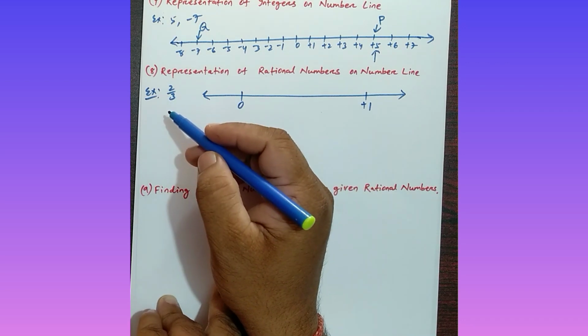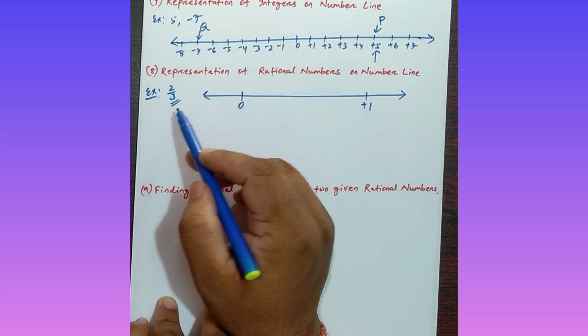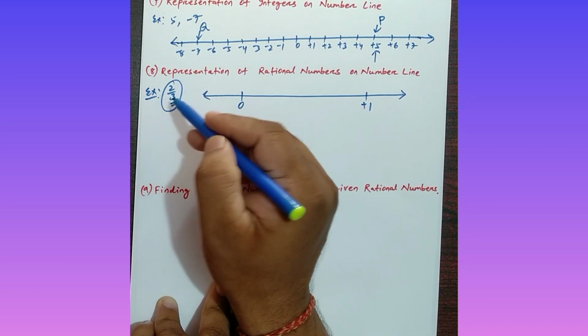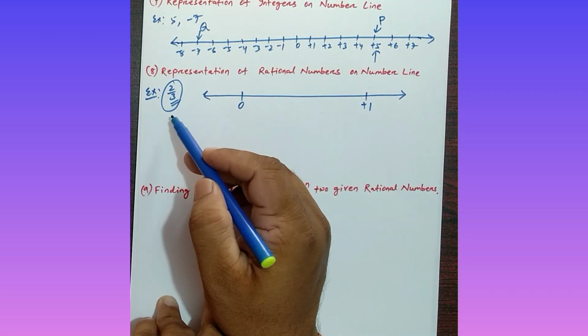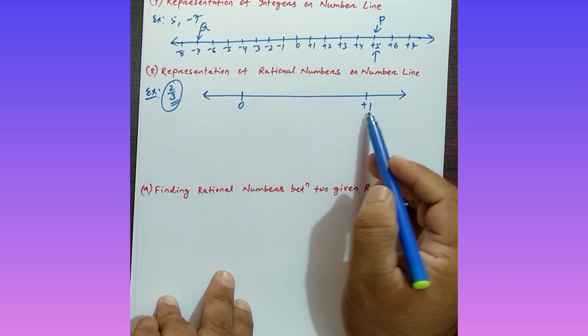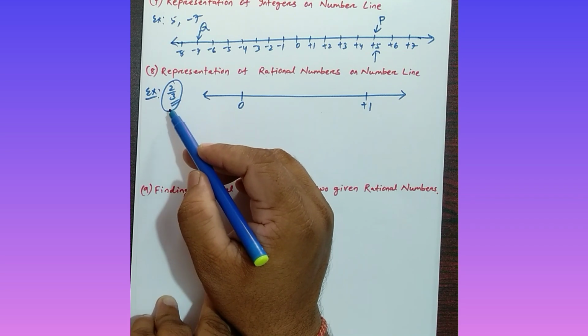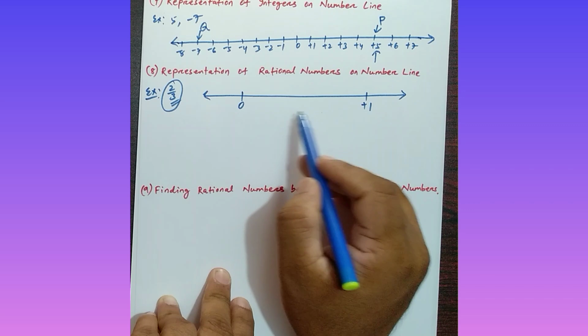So 2 by 3, look at the denominator part. What is the denominator over here? 3. Clear? Okay. So 2 by 3, if you convert it into decimal, definitely you are getting 0 point something. So obviously it lies between 0 and 1. In the number line I am representing like this. This is 0 and this is plus 1. And the denominator is 3. So that means I have to make 3 equal parts over here.